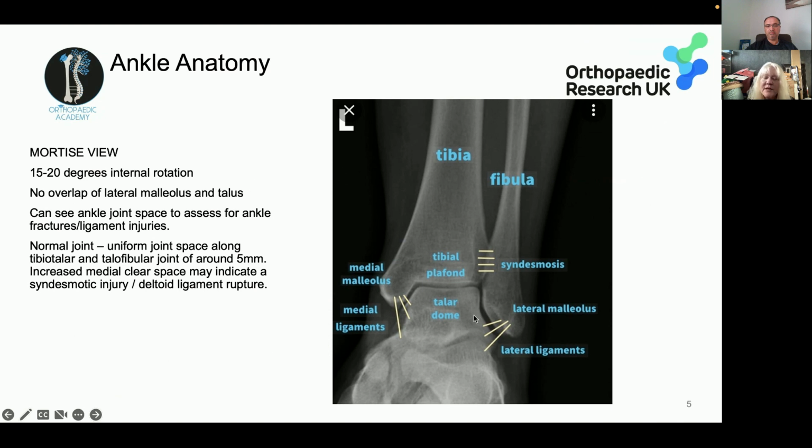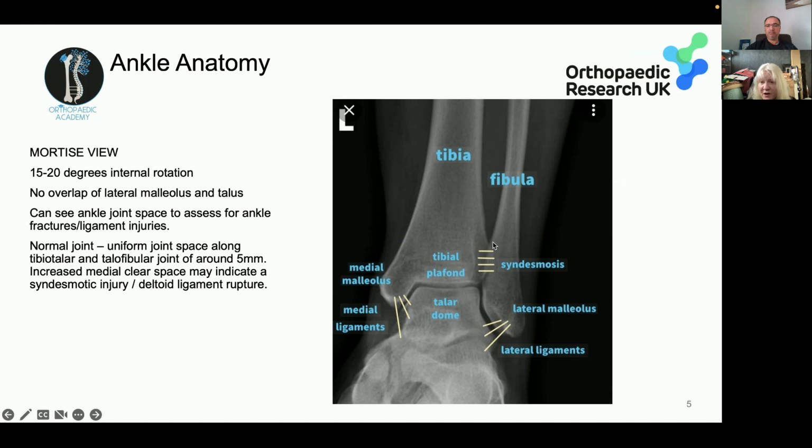And the reason that we do this view is so that we can look at the space that constitutes the ankle joint. So you've got the medial malleolus. This part here is known as the medial clear space. You've got the area between the tibial plafond and the talar dome across the middle there. And then because we've got this particular view, we can also see the lateral clear space down the side. Now, in the absence of any ligamentous injury, this clear space should be symmetrical on all sides.